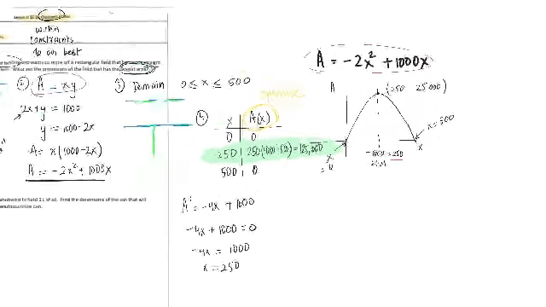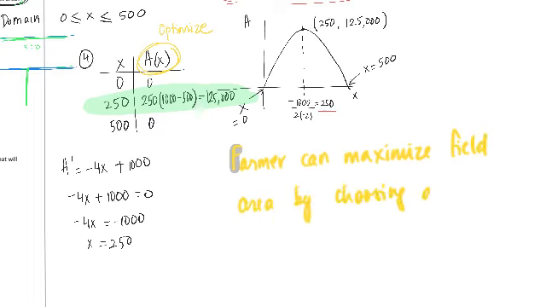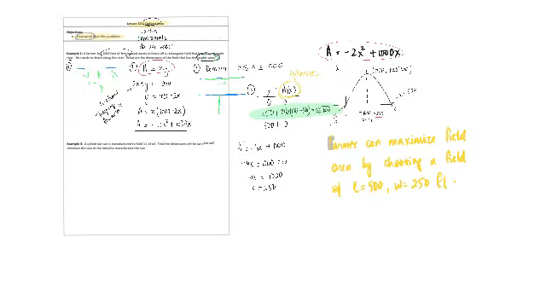So we can end the problem by saying that the farmer can maximize his field area by choosing a field with length equal to 500 and width equal to 250 feet. Okay, so that's our first example.